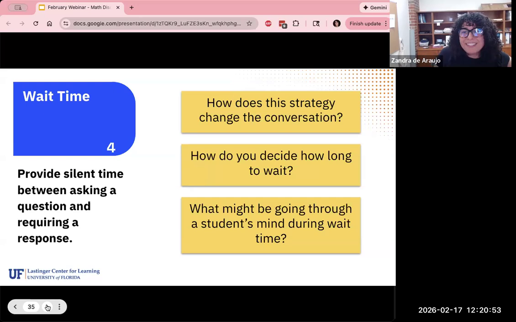And then during wait time, some students might just be like, gosh, I just want to say the answer. I know the answer. Some students might be practicing what they want to say, and other students might be still thinking, and that's all okay. We don't know, but the wait time opens the possibility for all those scenarios.